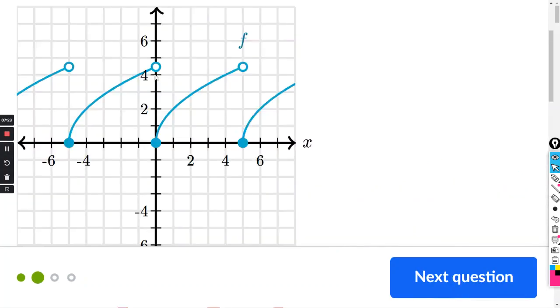And by the way, if you see a hole in the graph, that means there is no y value at that point. So just so you know, at x equals 0, the y value is 0. At x equals 5, the y value is 0 because it jumps from here to here.